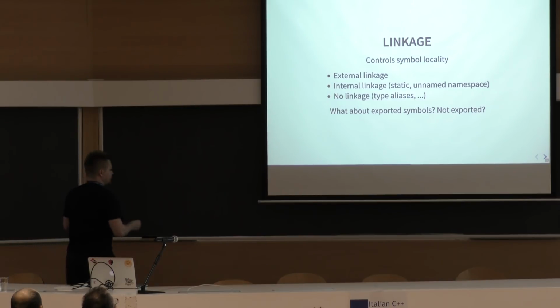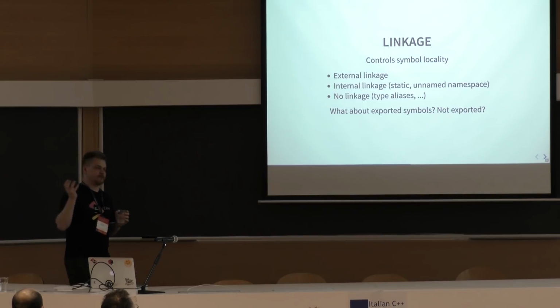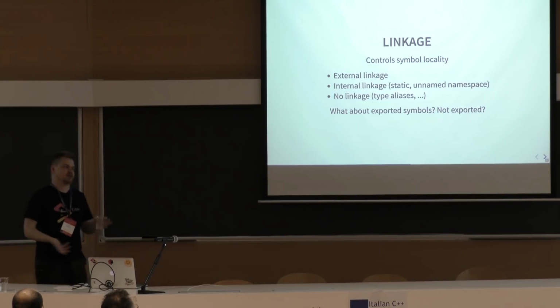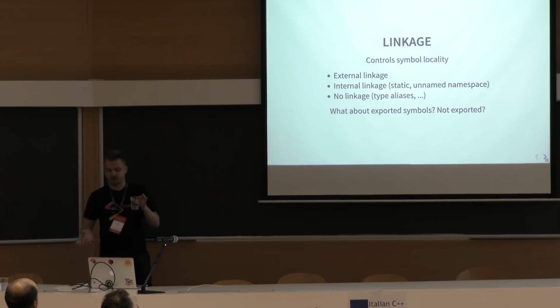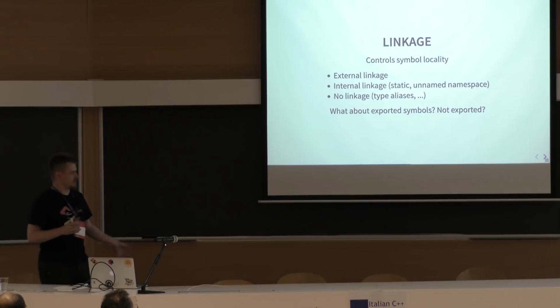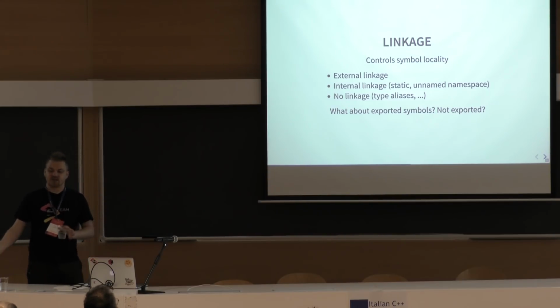And what we have now for symbols in C++ is three types of linkages. We have external linkage, when a symbol is global for the whole linked program. Internal linkage is for symbols local to the translation unit, and no linkage is for type aliases and other stuff. So what about exported and non-exported symbols?